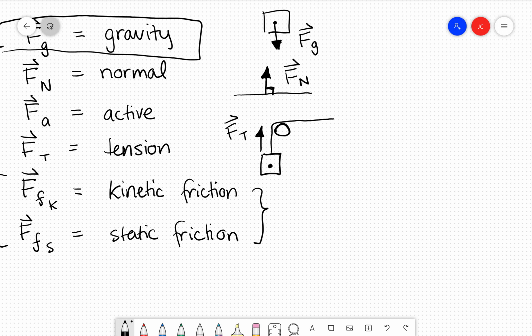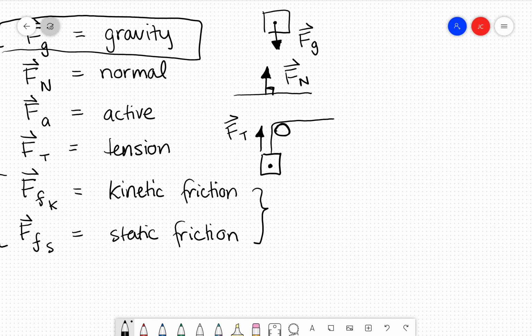Finally, we have the two friction forces. Now, friction is just when you have two objects which are sliding one on another. Friction tends to oppose that sliding. It doesn't want it to happen. Friction is the force that makes, for example, it hard to push an object like a box across the floor. There is friction from that floor and from the box, which is making that motion difficult.